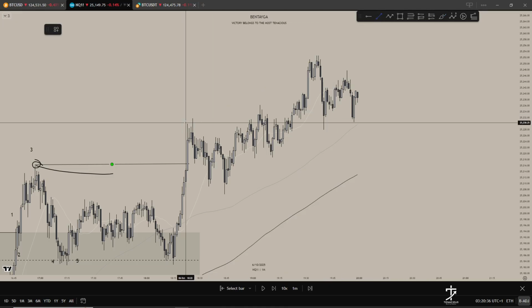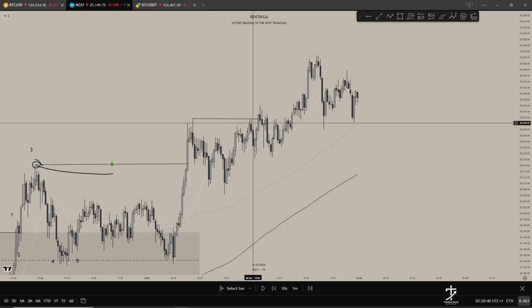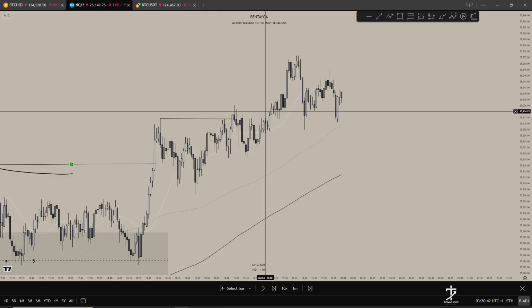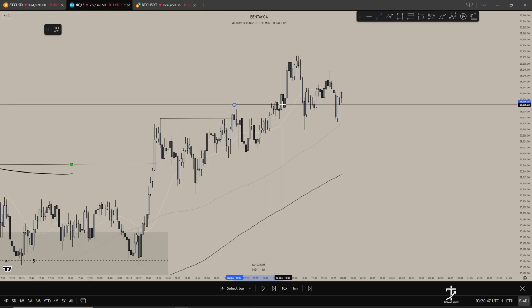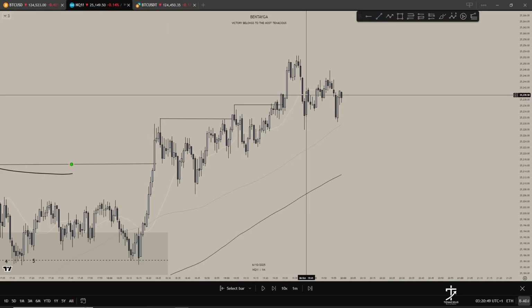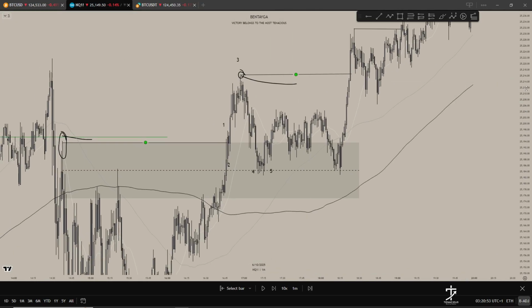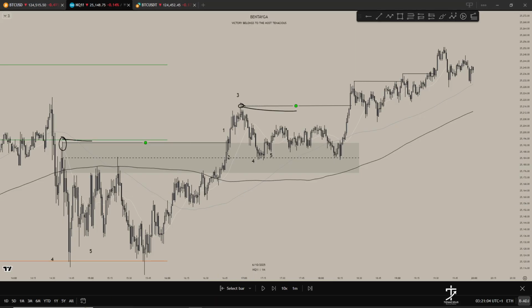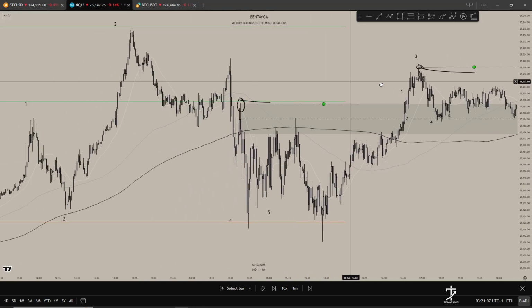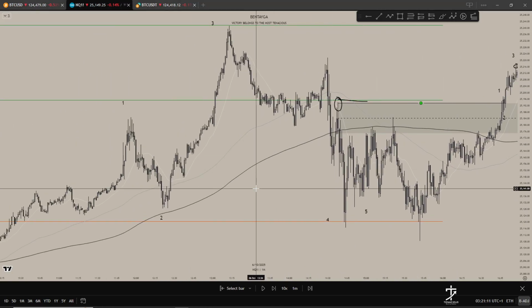And then what's happened now, we have taken out this high here. What did we do? We pulled back, tapped in the area of interest, and what's happened? We've taken out this high. So in terms of potential setups, there were many. I wouldn't say many, but there were setups that you could have taken in this situation to take you higher.